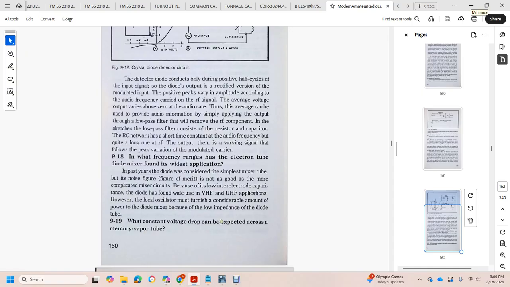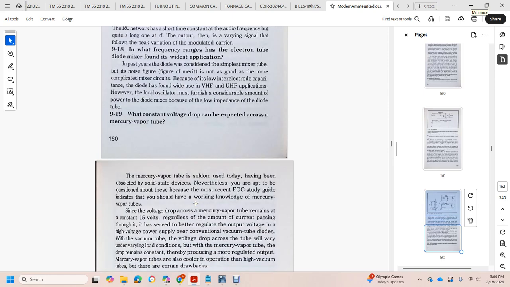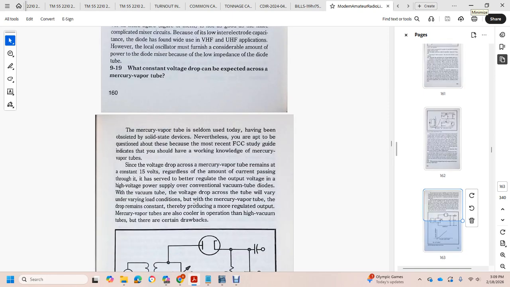What constant voltage drop can be expected from a mercury vapor tube? Mercury vapor tubes have today been made obsolete by solid state devices. Nevertheless, given that the question will be covered and is frequent in the FCC study guide, an indicator of the issue is a working knowledge of mercury vapor tubes.